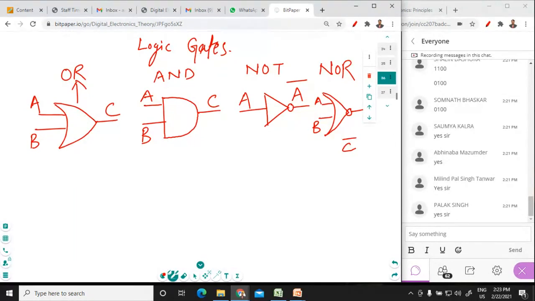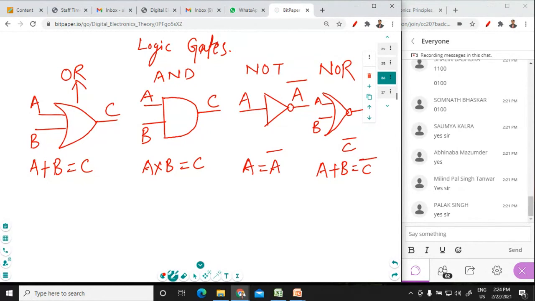First gate is the OR gate. So the OR gate can perform the addition part. A plus B is equal to C. AND gate will perform multiplication. A into B is equal to C. NOT gate will perform the complement. A is equal to A dash. Okay. And the NOR gate will perform the addition part and we will take C, the output, as a complement.